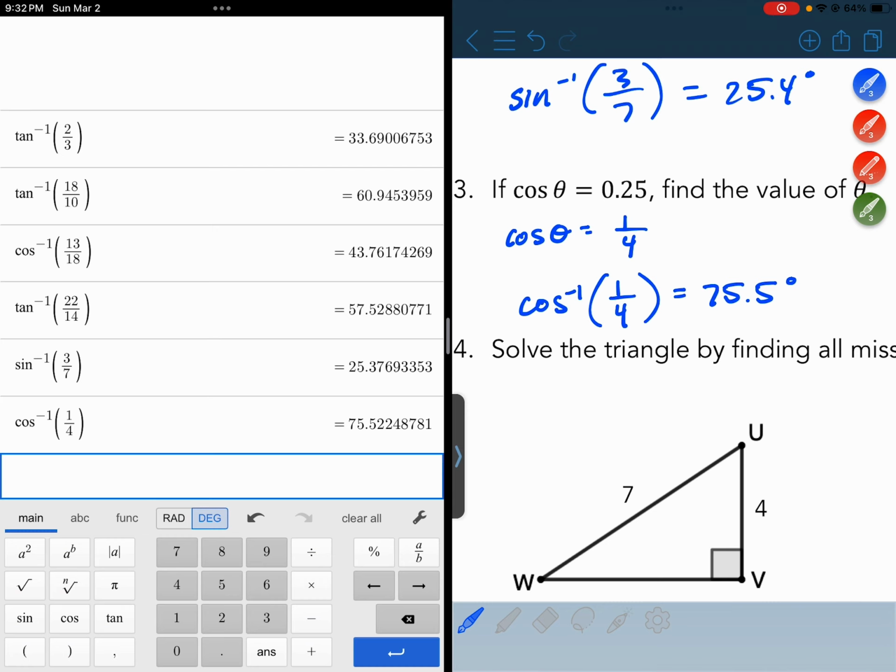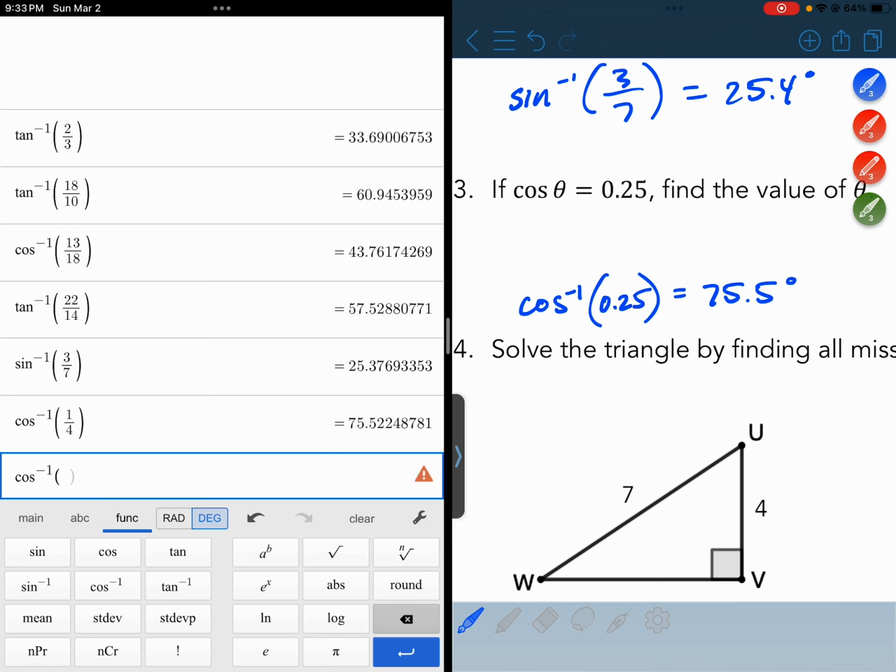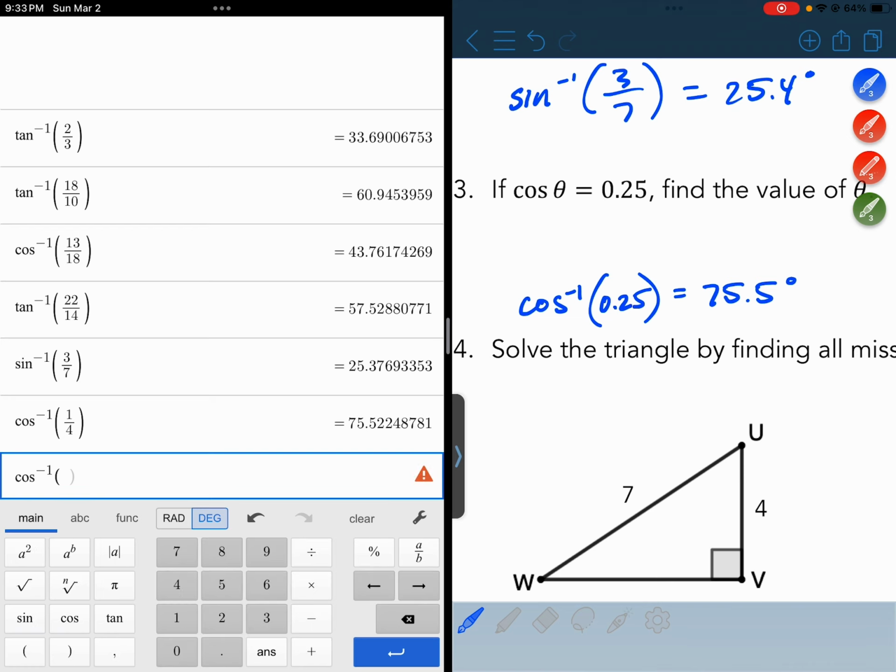But what if I told you it was even easier than that? What if I told you you didn't even have to rewrite the ratio as a fraction, that you can just leave it as a decimal? Watch this. So I'm back on the calculator. Inverse cosine 0.25, right? You get the same answer, 75.5. So it's not even necessary for the ratio to be a fraction. It could be a decimal and things would still work out.